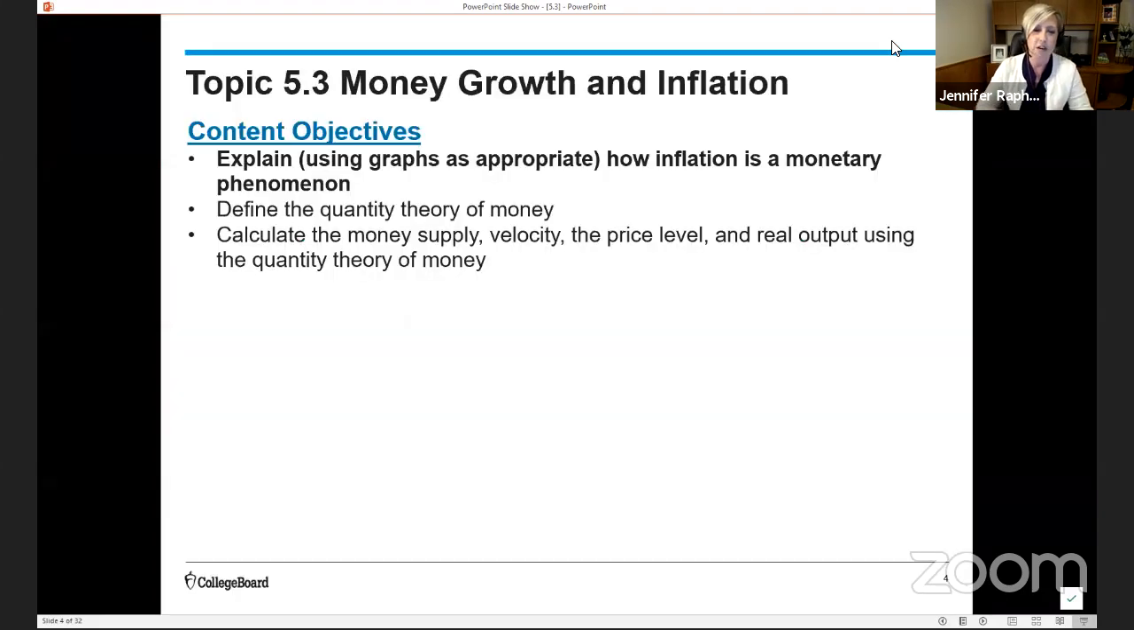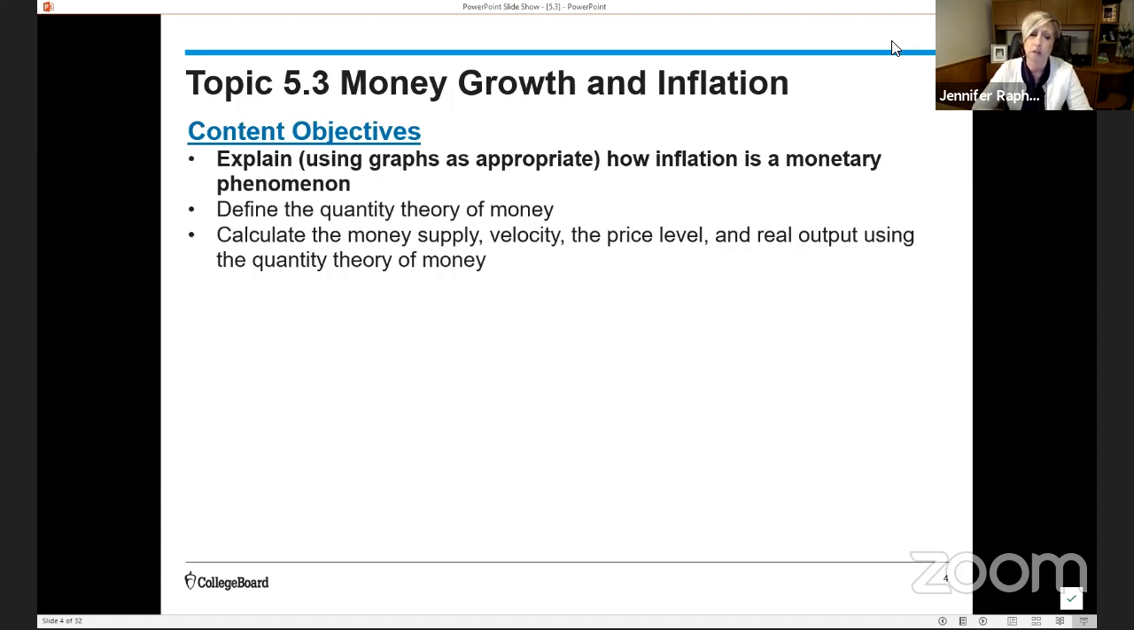All right, so I'm going to take you through what we're going to do tonight. Our topic is 5.3, which is money growth and inflation. And the content objective, the primary one, is we want to be able to explain using graphs how inflation is a monetary phenomenon. That's a mouthful. We're going to unpack it over the course of the lesson.